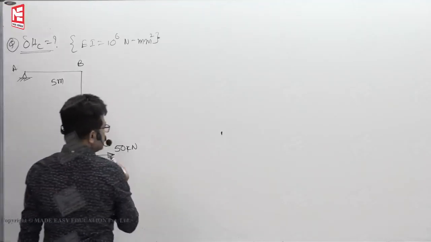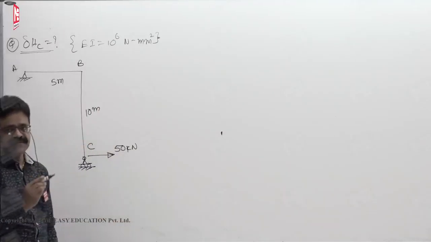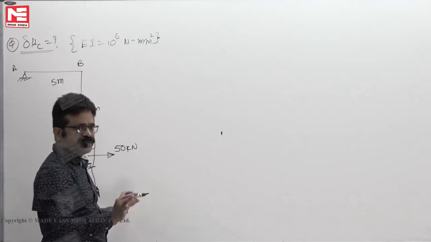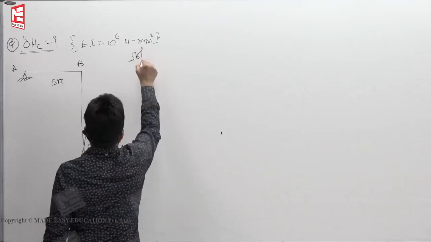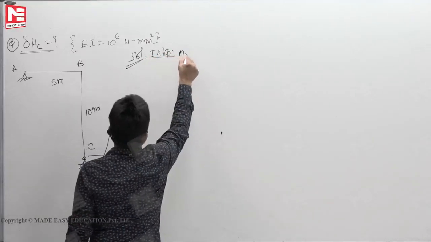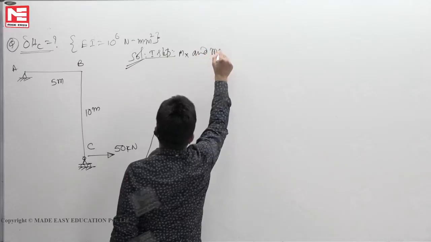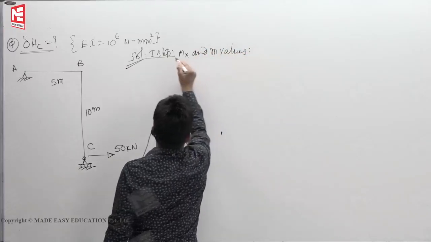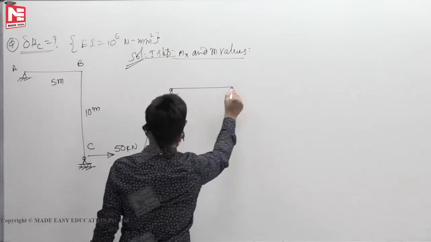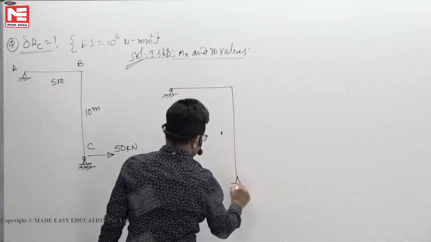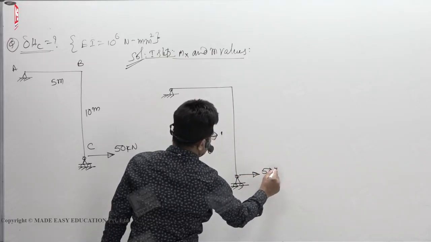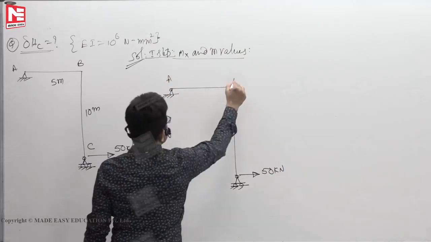Now, because only 2 minutes time is there, try to finish in 1 or 1.5 minutes. So the scope of the work, those stories are over. Directly I am taking the problem. First step, Mx and m values. This is 50 kilonewton. Let us call the points A, B, C.